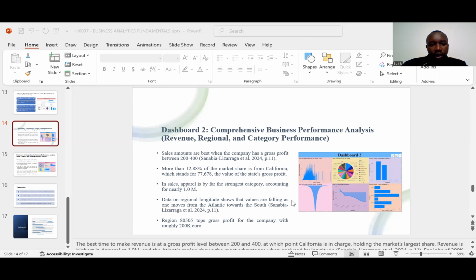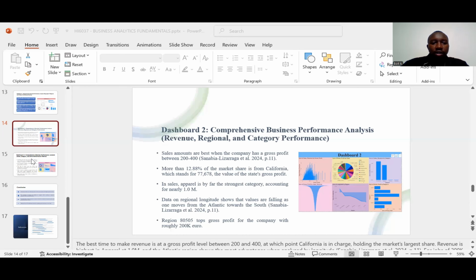In sales, apparel is by far the strongest category, accounting for nearly 1 million as observed on the dashboard. Data on regional longitude shows the values are falling as one moves from the Atlantic towards the south. Region 8050 tops gross profit for the company with roughly 200k. That concludes the analysis for dashboard 2.